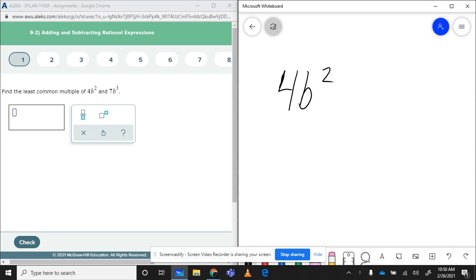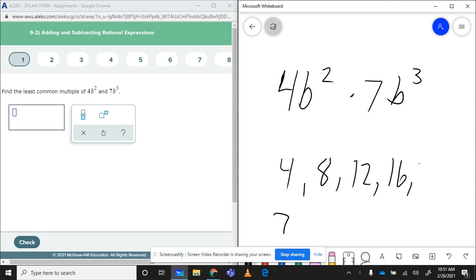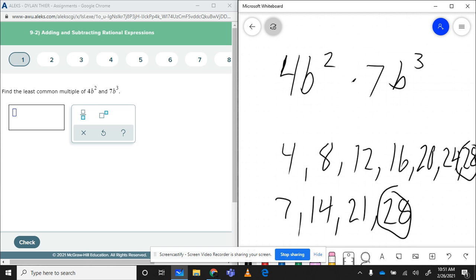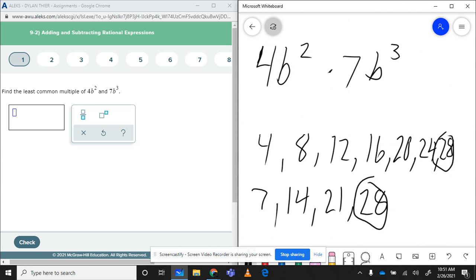Okay, so they're asking us to find the least common multiple of 4b squared and 7b cubed. Well, if I was just asked for the least common multiple of 4 and 7, talking about multiples, we're counting by fours: 24, 28. Looking for a common multiple just means we are looking for the same multiple on each list. Usually a good way to find those is to multiply the two numbers. 4 times 7 gives us 28.